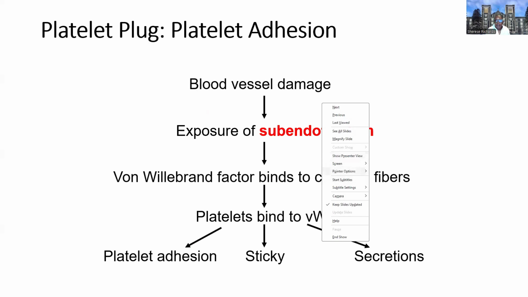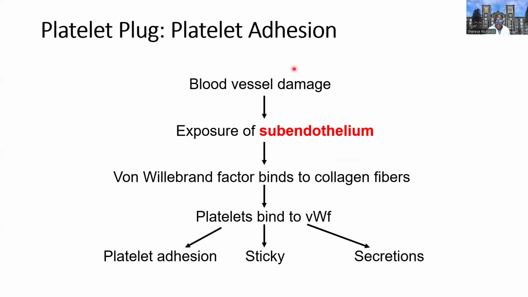First off, we have blood vessel damage. And again, the details of this is that we injure the endothelium, so we expose the basement membrane, which is underneath the endothelium. That exposure of the subendothelium allows von Willebrand factor to bind to the exposed collagen fibers of that blood vessel. Okay. Now, when von Willebrand factor binds, it creates a sticky surface that now attracts platelets to bind to that von Willebrand factor.